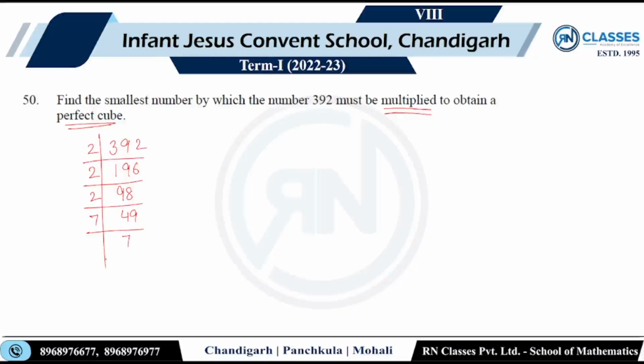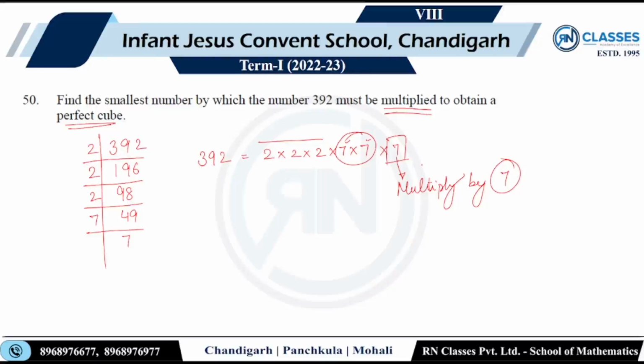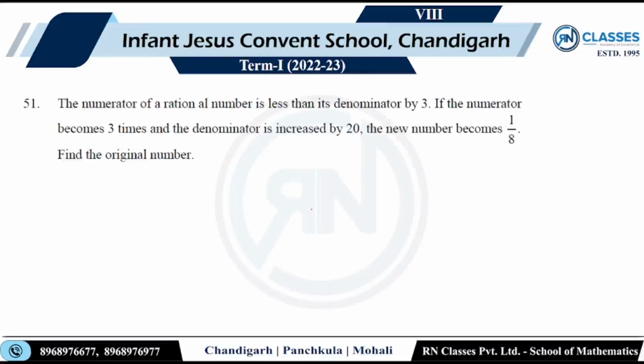7 and 7, right? So 392 की prime factorization करी, we got 2 into 2 into 2, 7 into 7. 2 का triplet complete हो गया, 7 का triplet complete नहीं हुआ, right? मेरे पास 2 sevens आए, I need 1 more 7 to complete that triplet. So किस नंबर से multiply करूं? 7 से. Multiply it with 7. That's it.